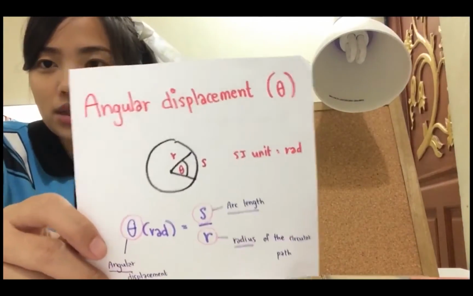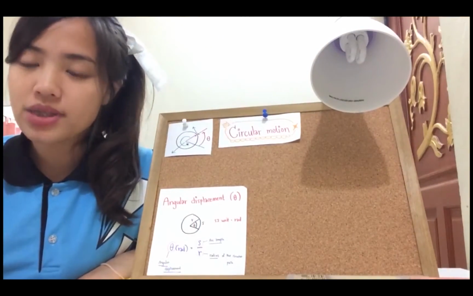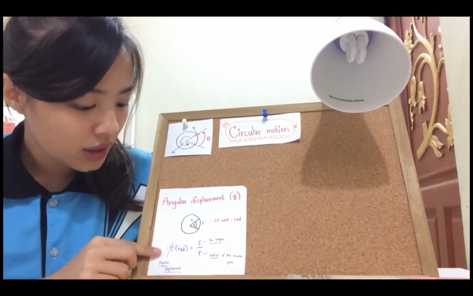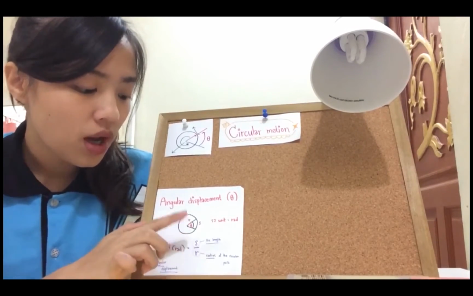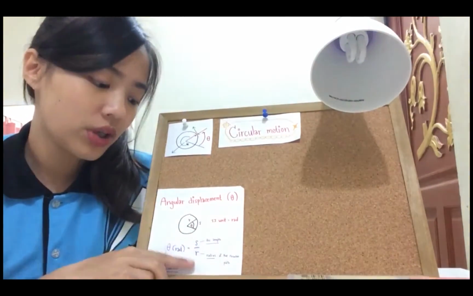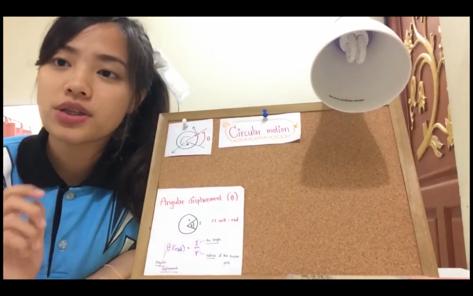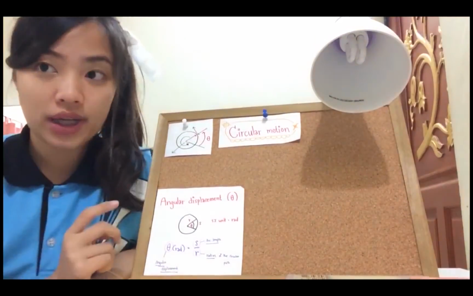Angular displacement. It is the angle turned by the object. The formula is angular displacement equals s/r, where s is the arc length and r is the radius of the circular path, and the SI unit is radian.